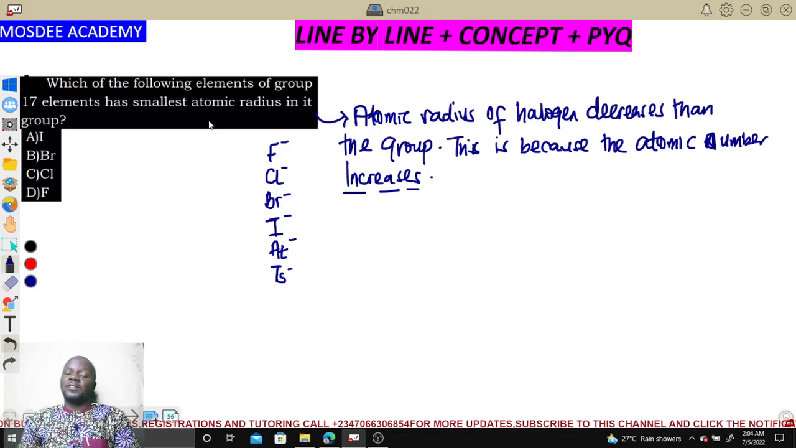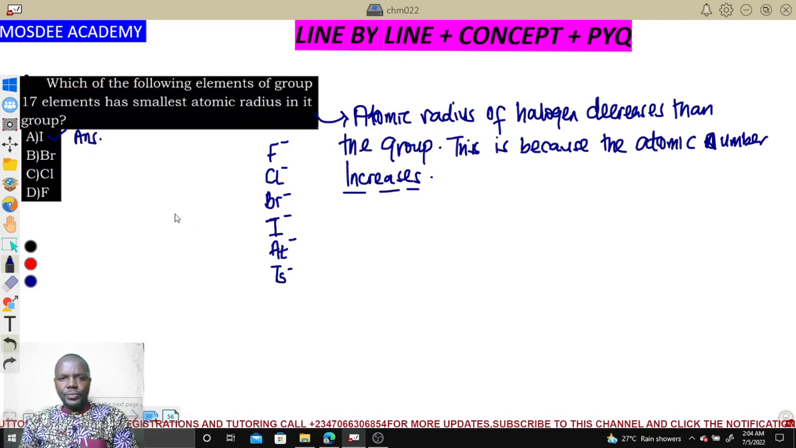So the one that has the smallest atomic radius, I said it increases down the group. So you should go for the one that is lowest in this trend. Out of this trend, the one that is lowest here is A. And that is the answer to the question. So we move to the next one.